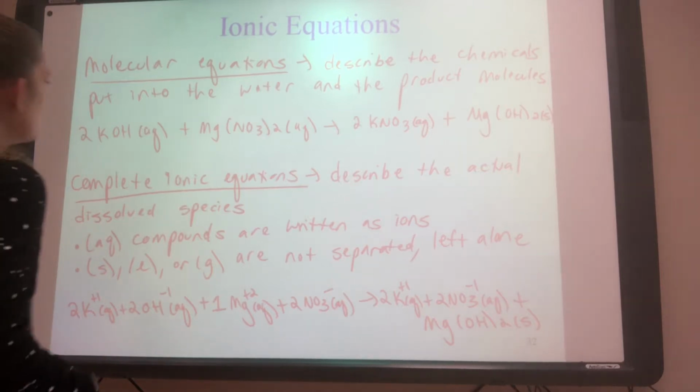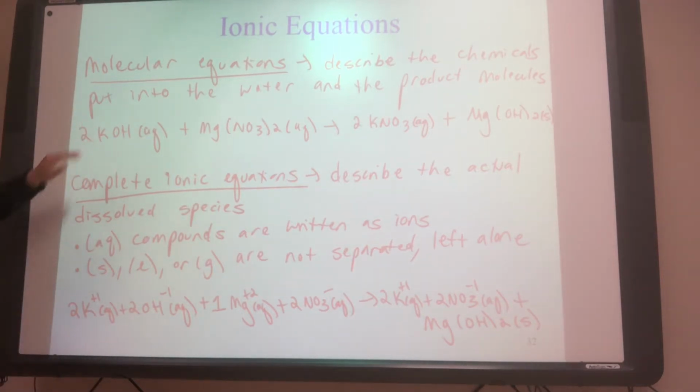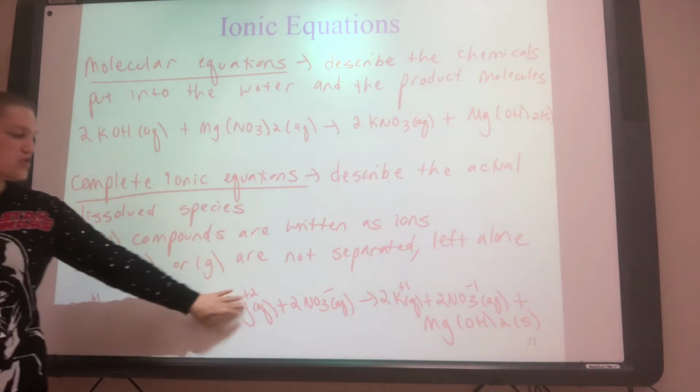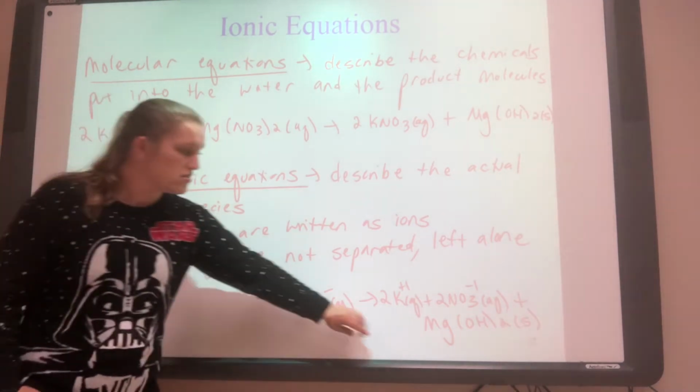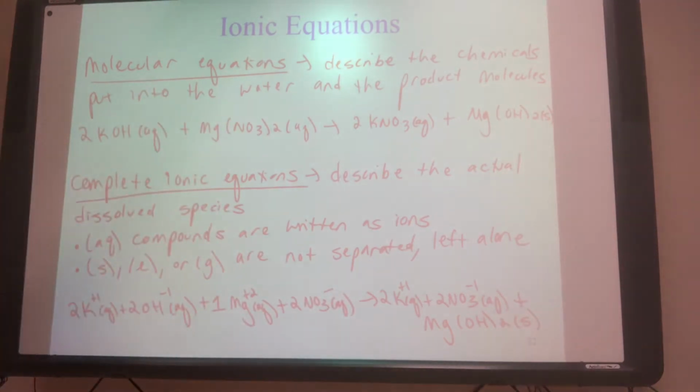So now that we know what the molecular equation is, now that we've written the complete ionic, where every ion is written the way that it would be in actual solution, so now I can see those actual dissolved species. These would be breaking apart. This would stay together. The next thing I want to talk about is the net ionic equation.